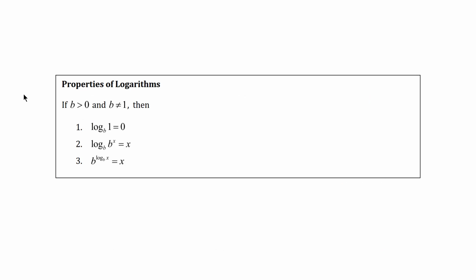Next, we're going to go over 3 properties of logarithms. It states here if b is greater than 0 and b not equal to 1, then 1, log base b of 1 equals 0. 2, log base b of b to the x power equals x. 3, b to the log base b of x power equals x. In the next example, we're going to use these three properties to simplify logarithms.